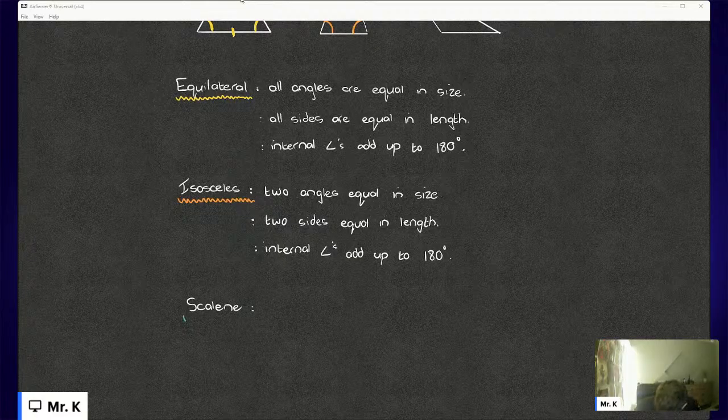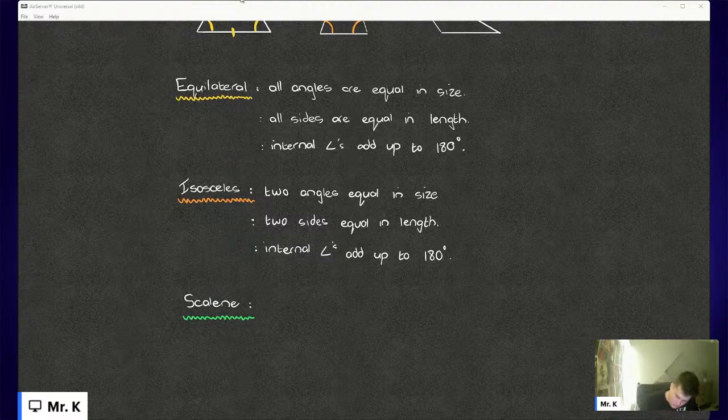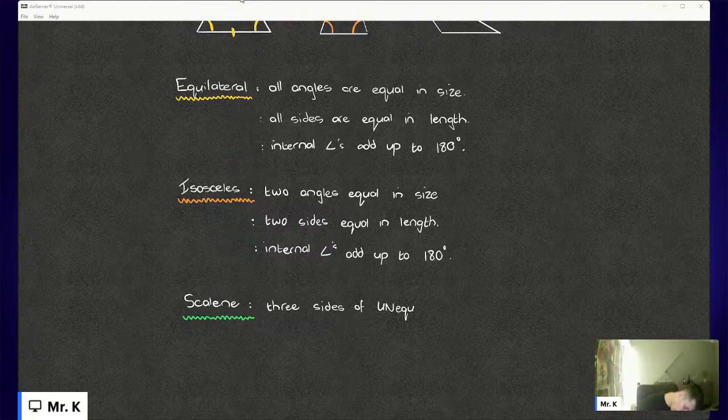Right, a scalene triangle, the third kind, the misfit of the bunch. Do these triangles have their own category? Because scalene triangles have three sides of unequal length. Right? In other words, all three sides of a scalene triangle are different.